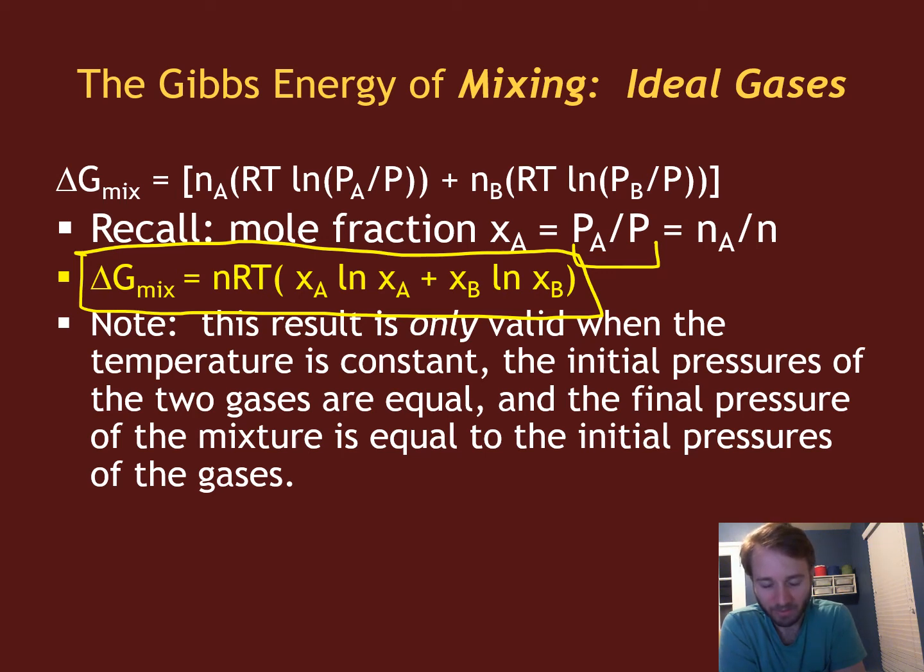Now this equation for mixing assumes constant temperature mixing. It also assumes the initial pressures of the gases are equal, and that the sum of the final pressures of the mixtures is equal to what the initial pressure of the gases was. So we used a number of assumptions along this path to get this Gibbs free energy change of mixing of two gases.